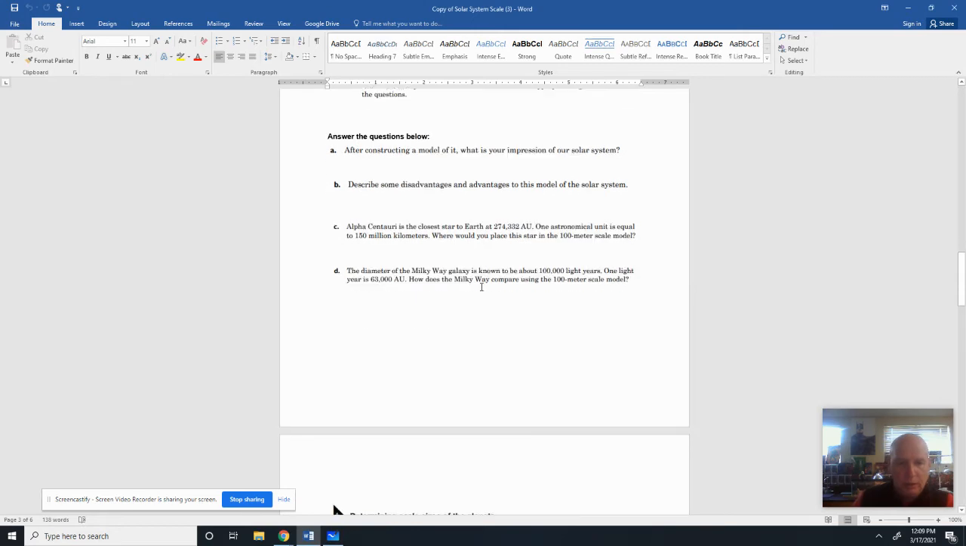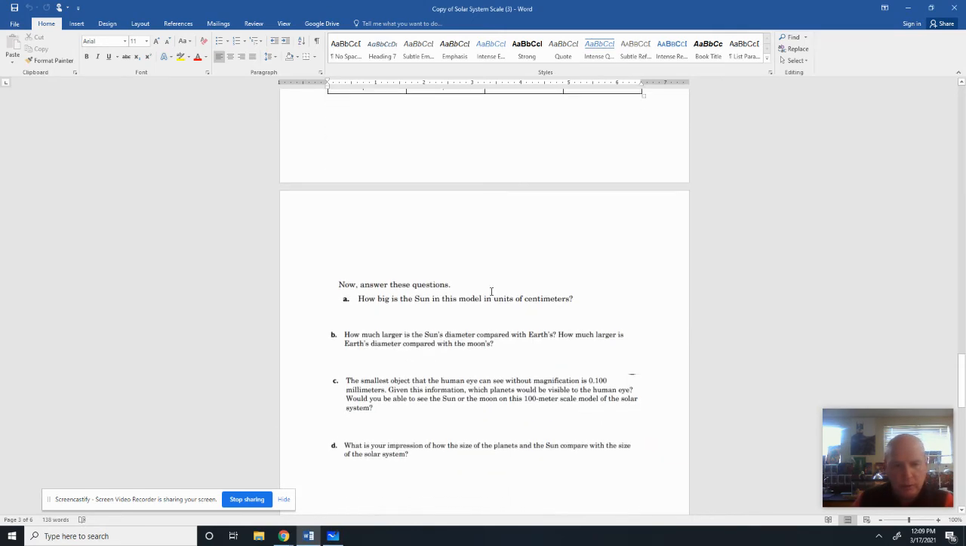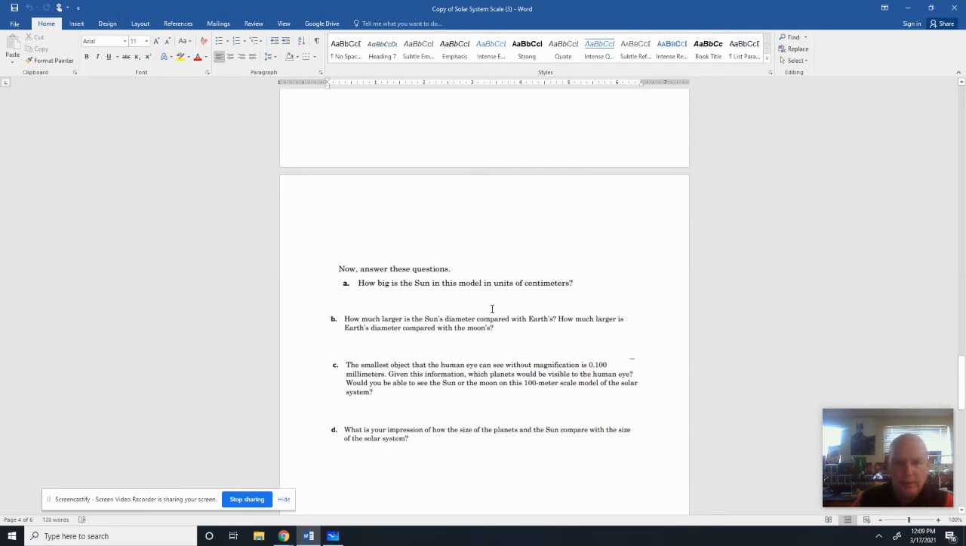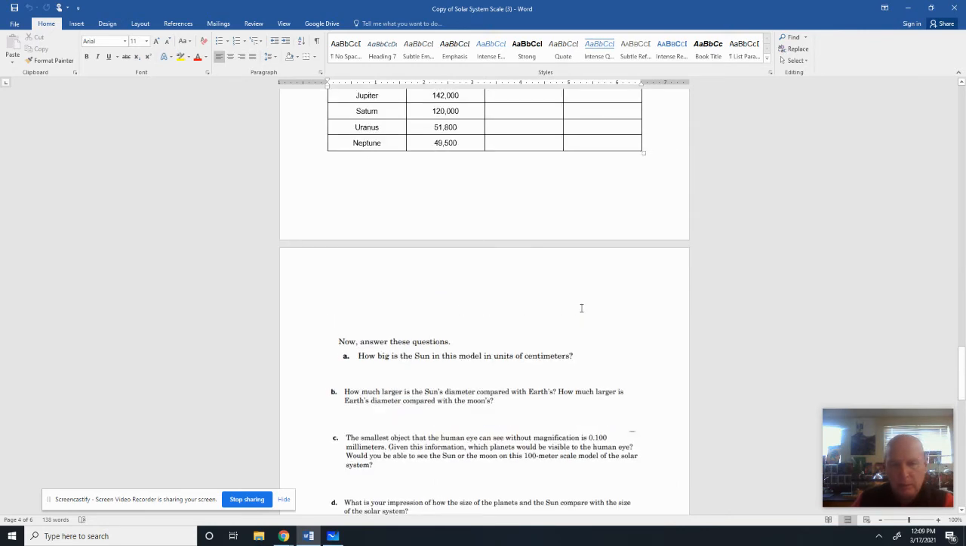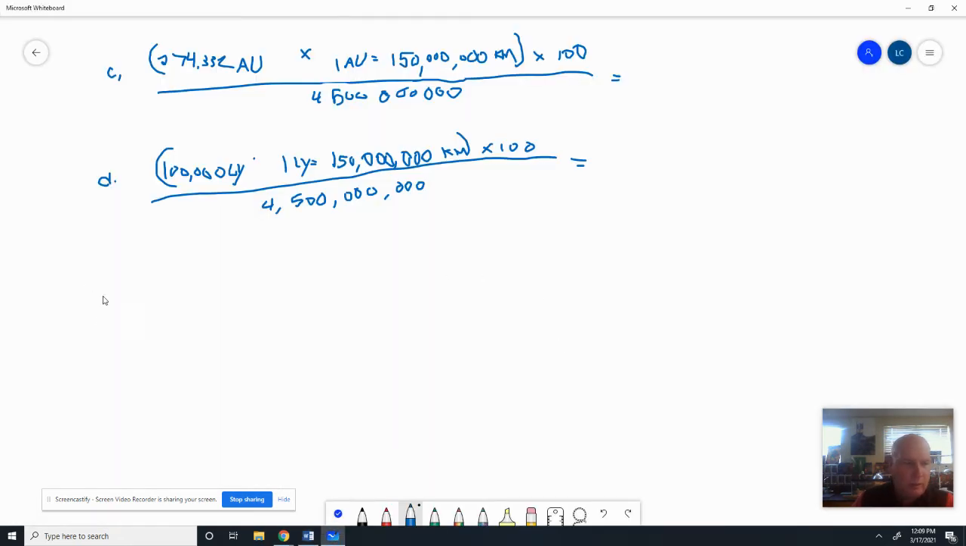Let's move on to the next set of questions. We're only going to do 2 sets per video, so I'm going to do this one now. How big is the sun on this model in units of centimeters? Well, you can't see it, but this is millimeters. It was like 30 point something once you figured that up. I think 30.92. That may be a good guess. 30.92 millimeters. Okay.